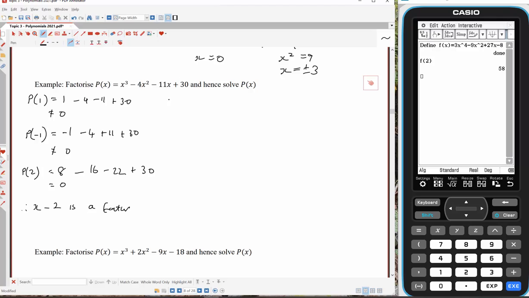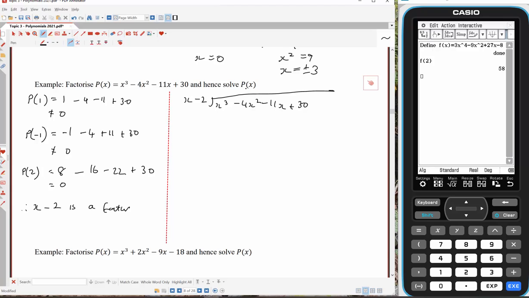Okay, so here's where you could start the process of long division if you wanted. So you would do x take 2 goes into x cubed take away 4x squared take away 11x plus 30, knowing that as you drill down on this, what would happen is it's going to come out with a 0 remainder.